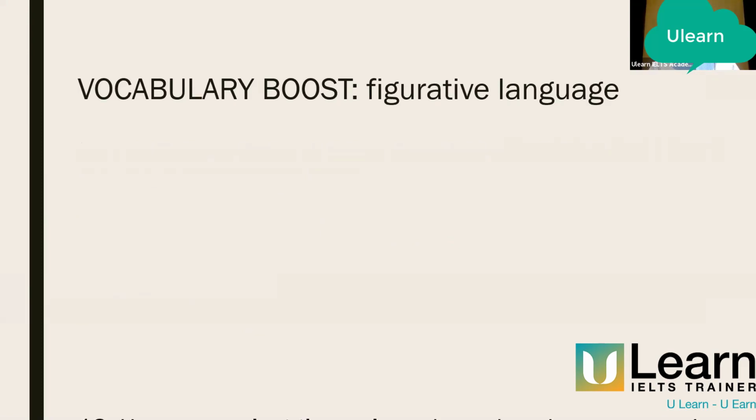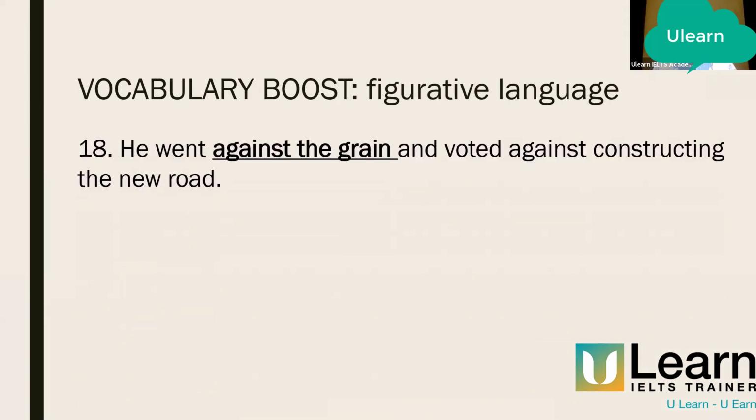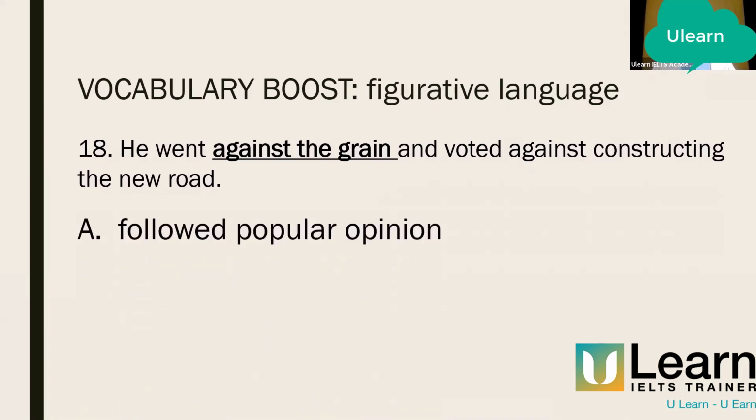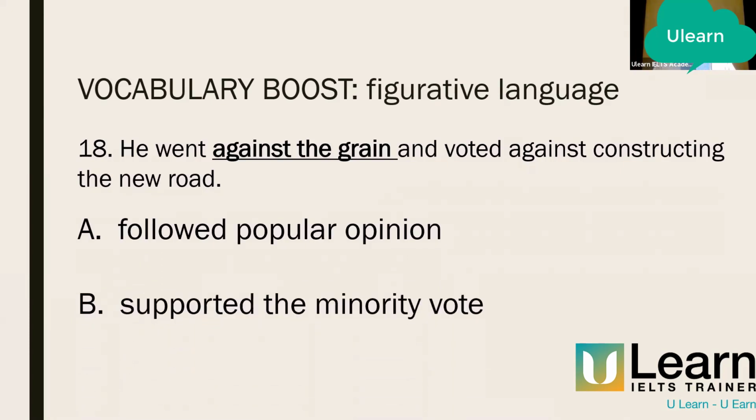All right, just two more here, students. He went against the grain and voted against constructing the new road. Again, he went against the grain and voted against constructing the new road. Against the grain. It can mean followed popular opinion or to support the minority vote. And to go against the grain is the same as to say to go against the tide. So most things or most people are going this direction, but you tend to go against what most people say. You go against the grain. You go against what most people choose.